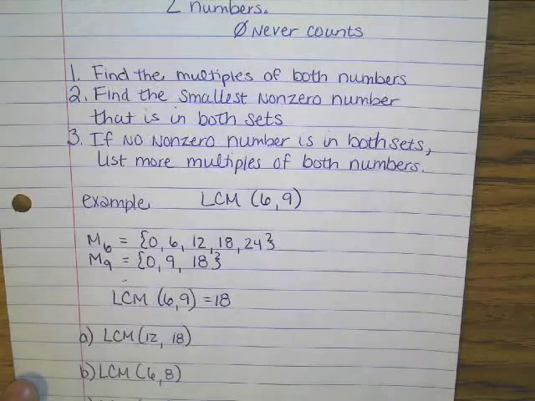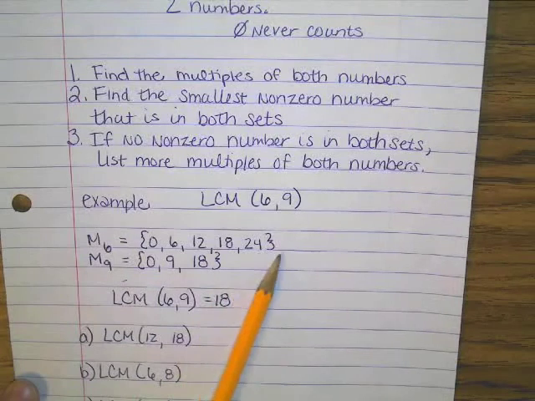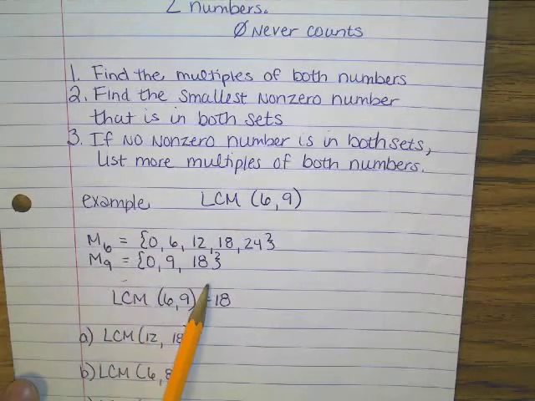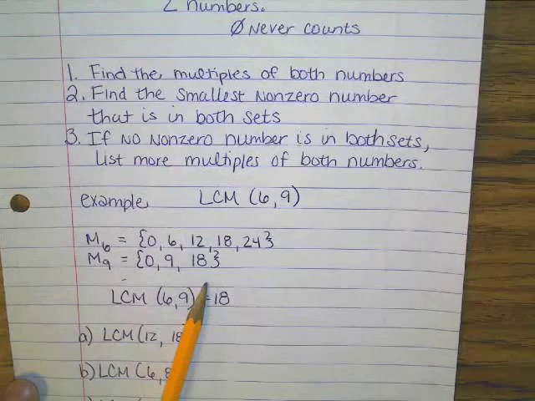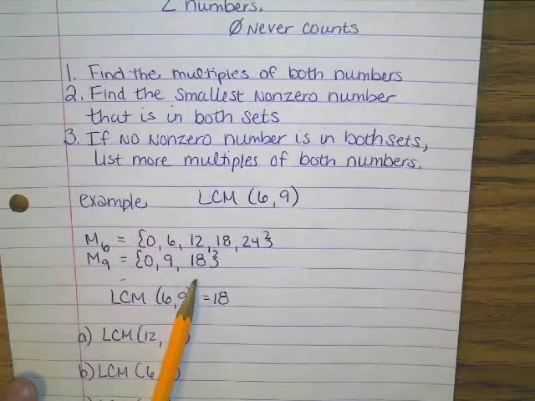Okay? So if we have 6 and 9, our multiples of 6: 0 times 6, 6 times 1, 6 times 2, 6 times 3, 6 times 4, and so on. We could continue out. And then we do multiples of 9: 0 times 9, 1 times 9, 2 times 9. And we find that we have one that's in common with 6. It's the first one, so we know it's going to be the smallest. Does that make sense to everyone?